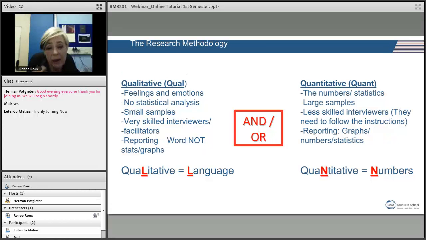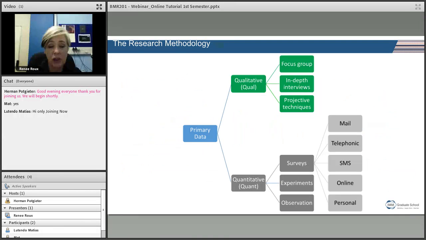Now, you can use either one of them or you can use both. And it's very important that you understand the differences between these two. Again, these two methodologies are different ways of doing it. When you do qualitative, it's a focus group. It's where people sit around a table and you talk about various topics. Also in-depth interviews, so it's one-on-one, but it's not a structured questionnaire.